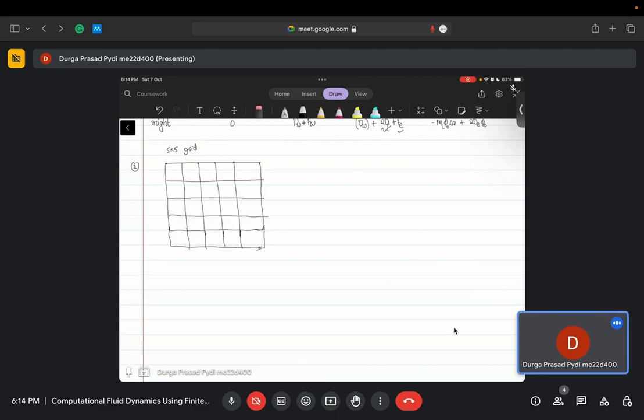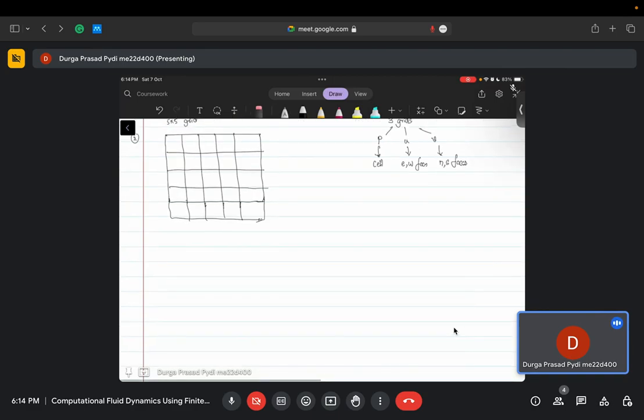So what we do now, we will be having 3 grids, one for pressure, one for U and one for V. This pressure is stored at cell centroids, or maybe I'll just write cell. U is stored on east and west faces, V is stored on north and south faces. That is how you approach a staggered grid. We will see the implementation also a little later.